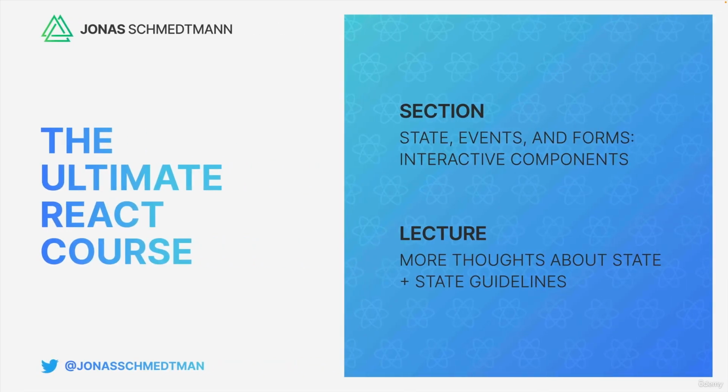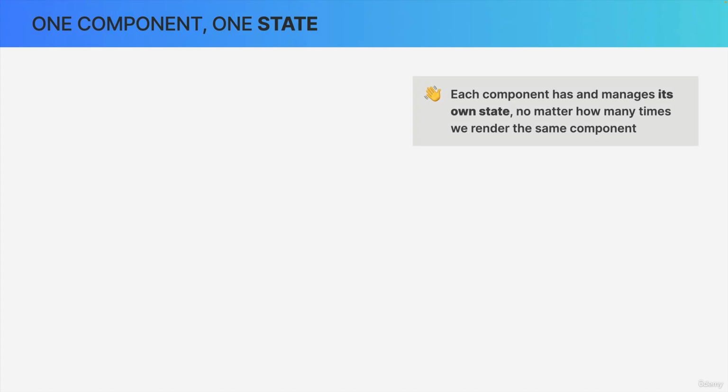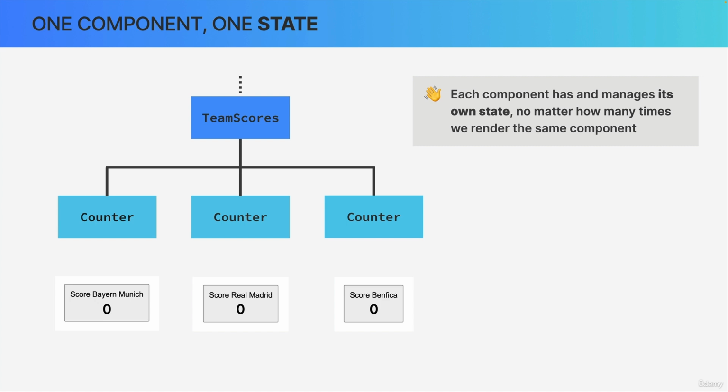As we finish this first dive into state, I want to share a few more important thoughts or ideas about state, as well as some practical guidelines. So, first of all, there is one important technical detail that you should be aware of. This might seem obvious, but it's still worth mentioning. What I'm talking about is the fact that each component really has and manages its own state. So even if we render the same component multiple times on one page, each of these component instances will operate independently from all the other ones.